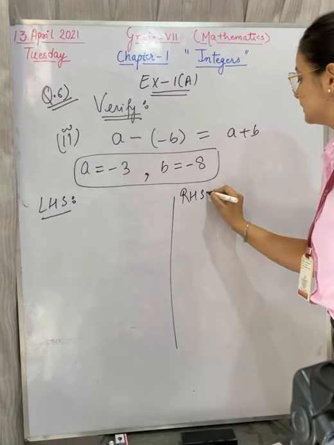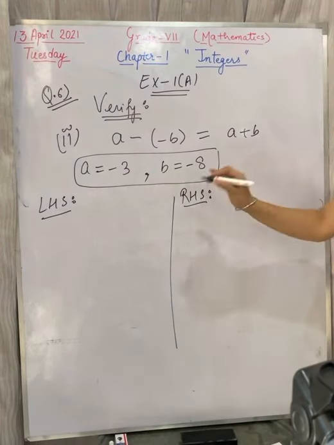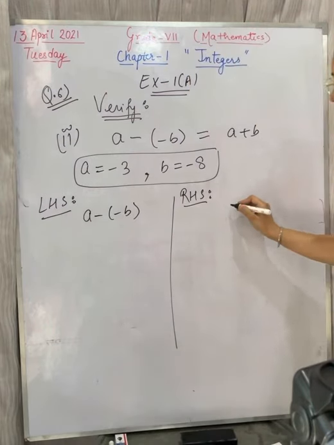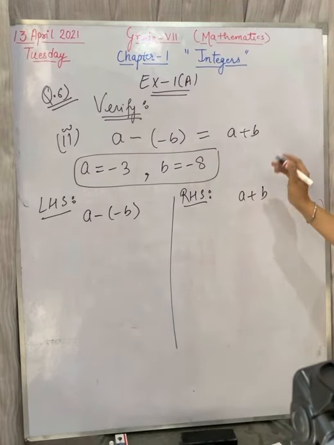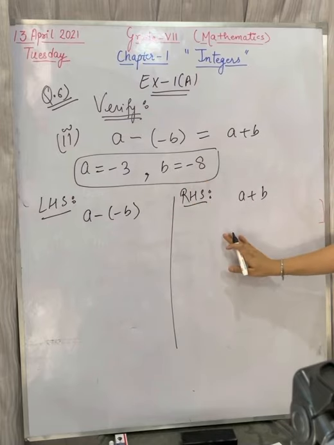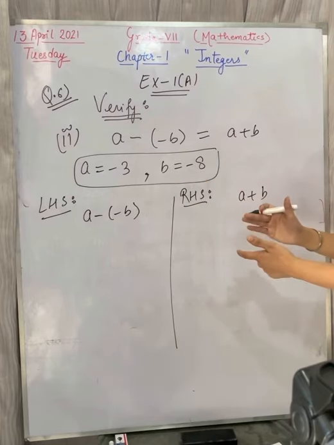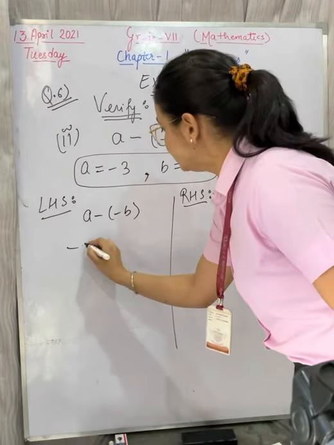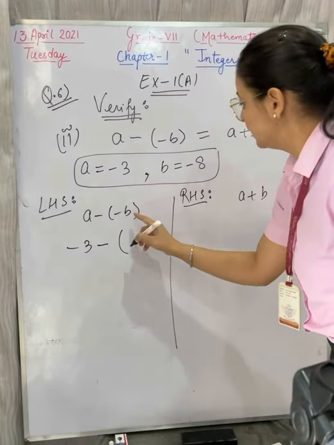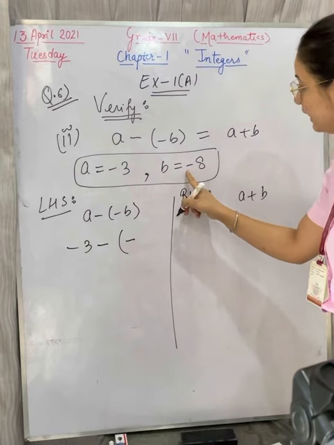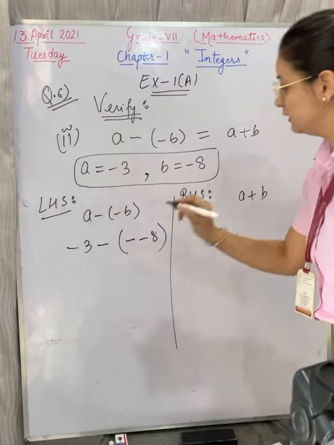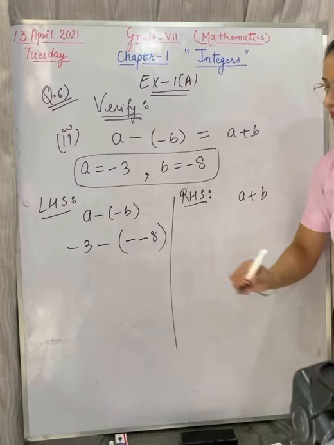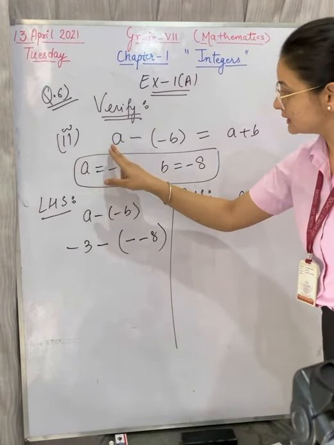LHS and RHS. Now LHS is minus (a minus b) and RHS is minus a plus b. Just put the values of a and b in the left hand side and right hand side and equate them. Please do this left hand side very carefully. First of all, this minus sign is there, then the bracket.